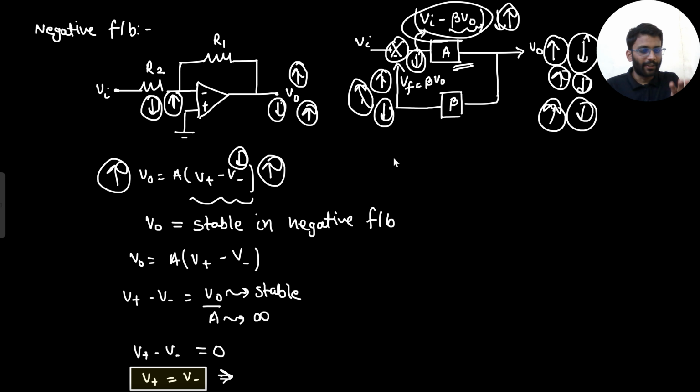What did we do? We tried to increase V0. Eventually V0 is decreasing. If V0 is decreasing, it is again increasing. Decreasing, increasing, decreasing, increasing. That means V0 is stable. So by this simple equation, we got to know that V0 is stable. Now V0 by A, V0 is stable, A is infinity. That means V0 by A will be 0. So from there we got to know V positive is equal to V negative. Now let's check for positive feedback. So we'll make the same circuit.